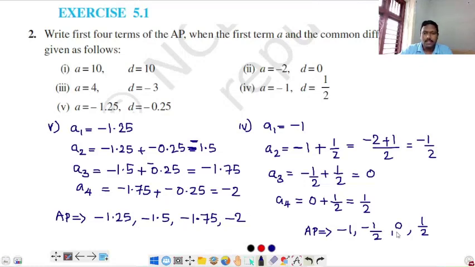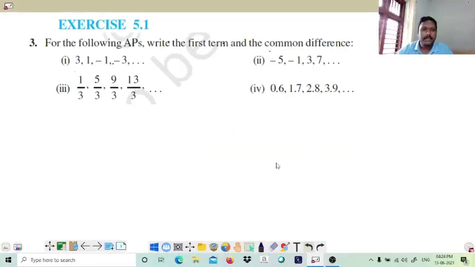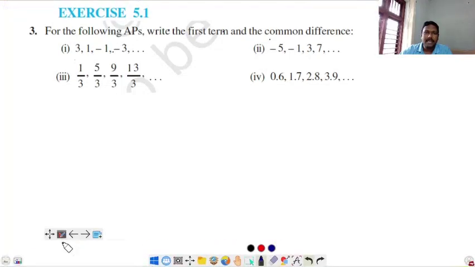Okay, children. Now let us discuss question number 3 of exercise 5.1. For the following arithmetic progressions, write the first term and the common difference.